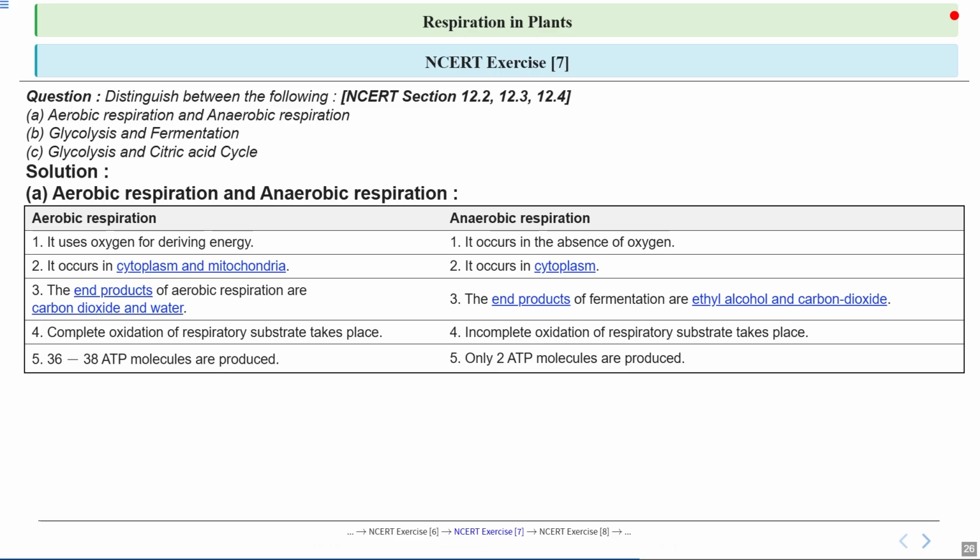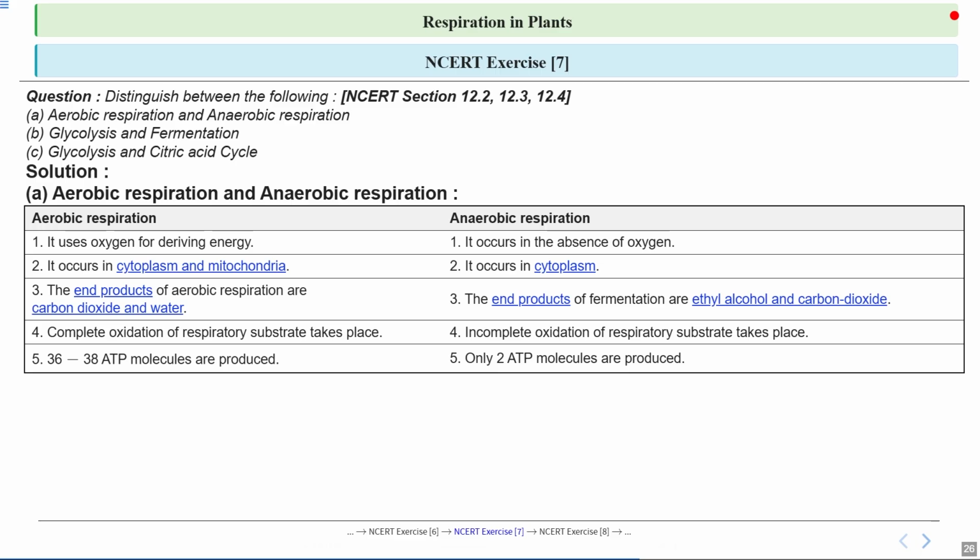In case of aerobic respiration, there is complete oxidation of the respiratory substrate. That is, if we talk about glucose, there is complete oxidation to produce carbon dioxide and water, whereas in case of anaerobic respiration, incomplete oxidation of the respiratory substrate takes place. That is, during glycolysis, we know there is incomplete oxidation of glucose, which gives us pyruvic acid. In case of anaerobic respiration, this pyruvic acid is either converted to alcohol and carbon dioxide or to lactic acid. So in both the cases, there is incomplete oxidation of glucose or carbohydrate taking place.